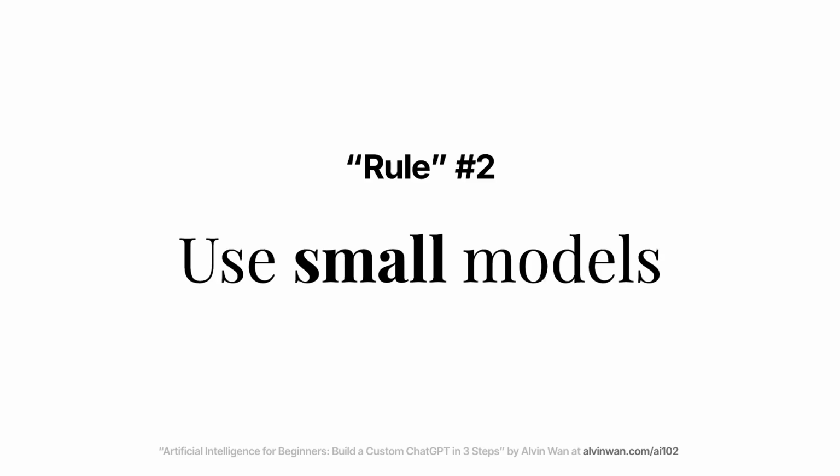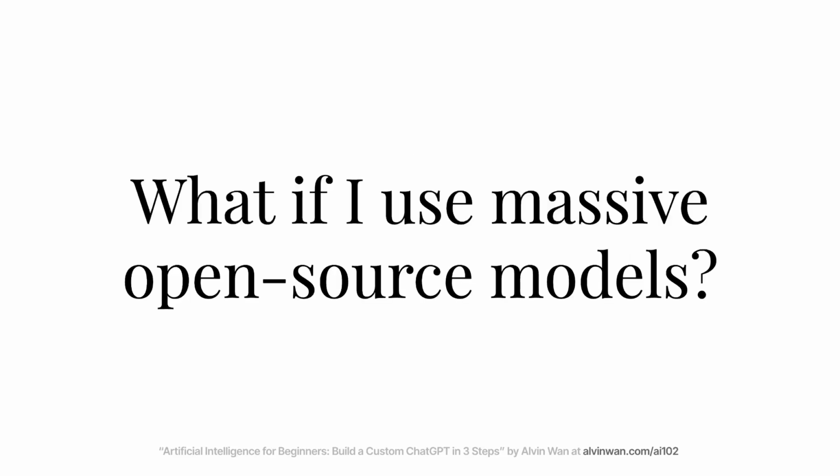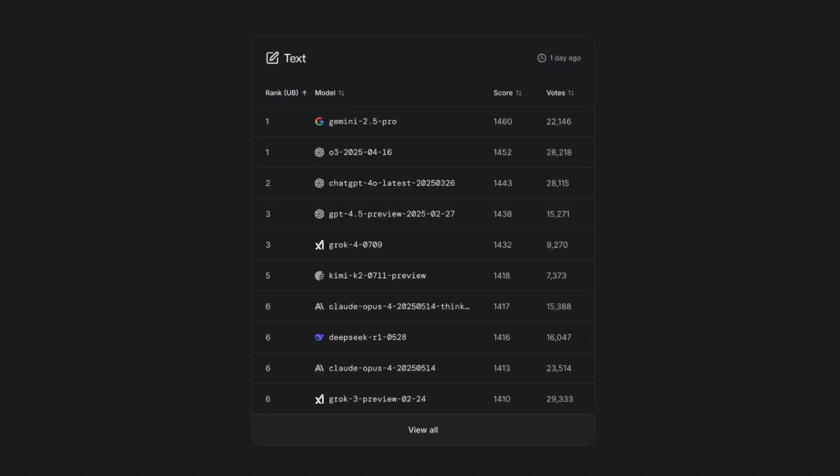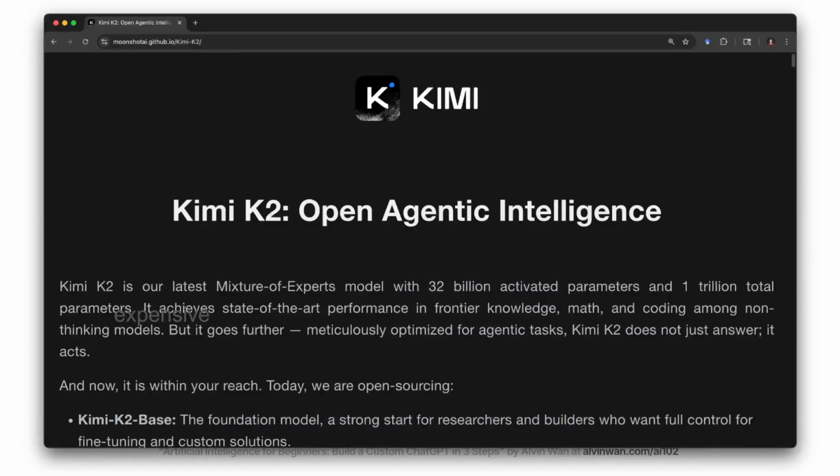Now let's say you ignore me. What if you want to use massive open source models, the biggest and the best? Well, let's see which open source model is the best. Here's the chatbot arena. Gemini, OpenAI models, and Grok 4 are all proprietary, so the highest ranking open source model is Kimi K2. Let's go to Kimi K2's website. According to this webpage, Kimi K2 is 1 trillion parameters, so realistically, we would need 16 H100 GPUs to run this model.